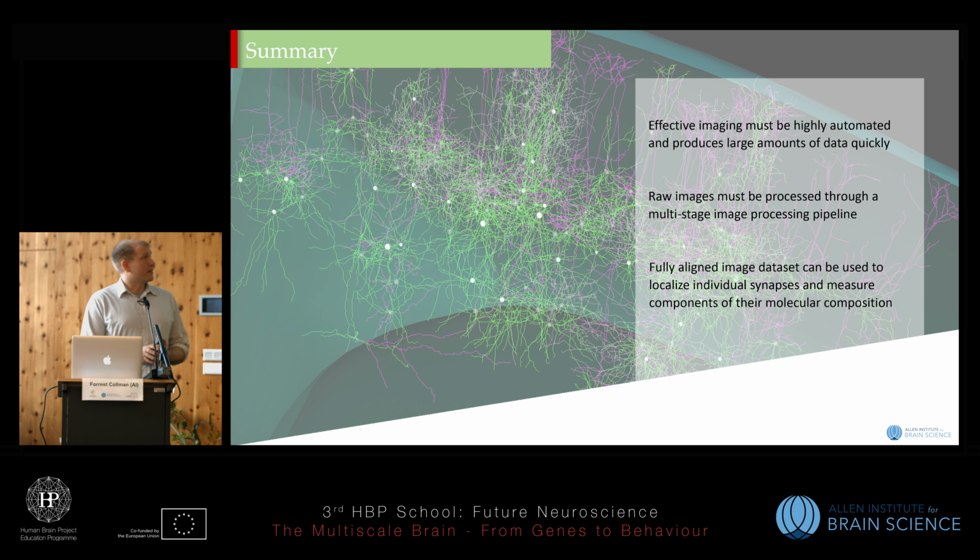In this section I've summarized some of the technical problems that have to be solved in doing array tomography, particularly on large scales, including that you have to automate your imaging, and that this produces a large amount of data quite quickly, that these raw images must be processed through a multi-stage image processing pipeline, and then you have to analyze these data in order to find all the individual synapses. I didn't talk about the very significant problem of needing to trace the individual neurons, but that is, as the previous speaker mentioned, a very important and challenging one as well.